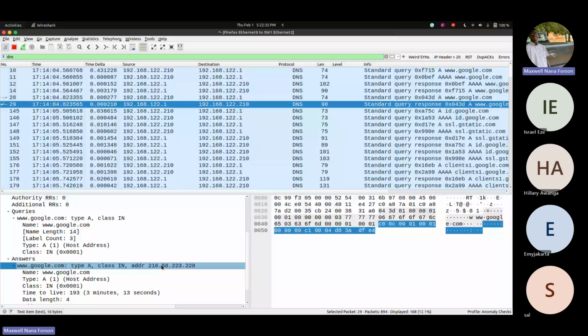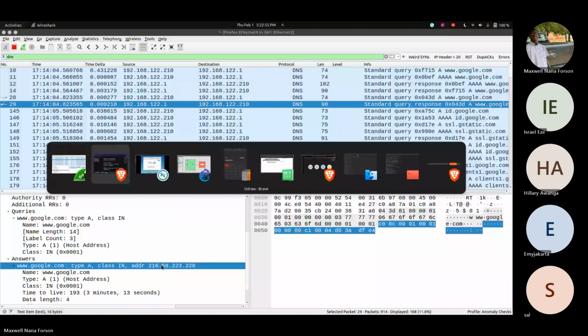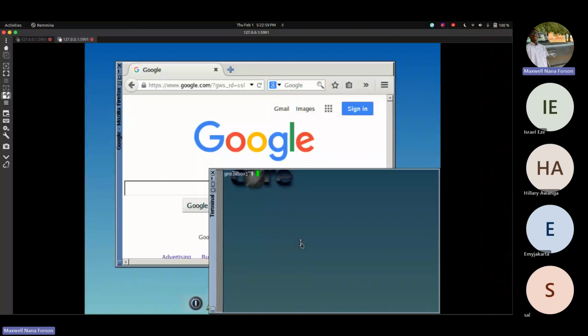Okay, do you ping the IP address of Google or do you ping the DNS name of Google? The DNS name. So this is what I'm trying to ask: do you do something like ping google.com, or do you ping the IP address of Google? Yeah, I've done ping google.com.